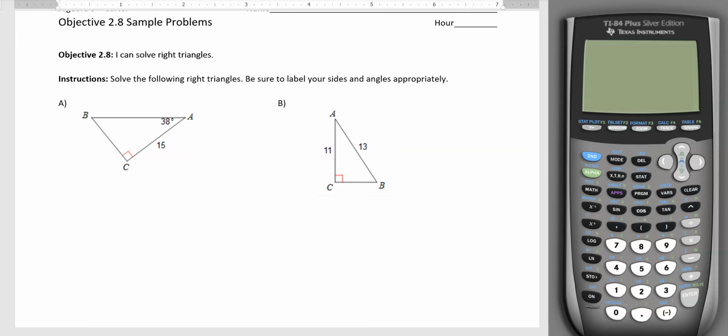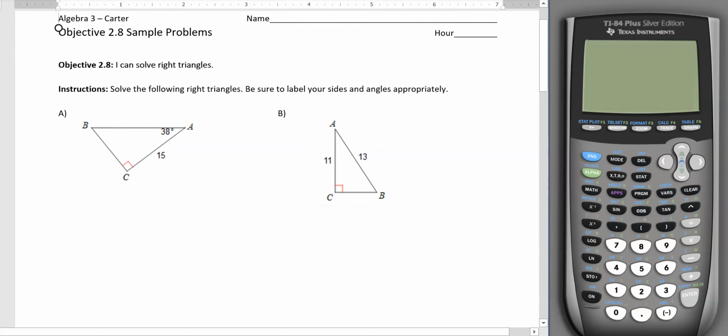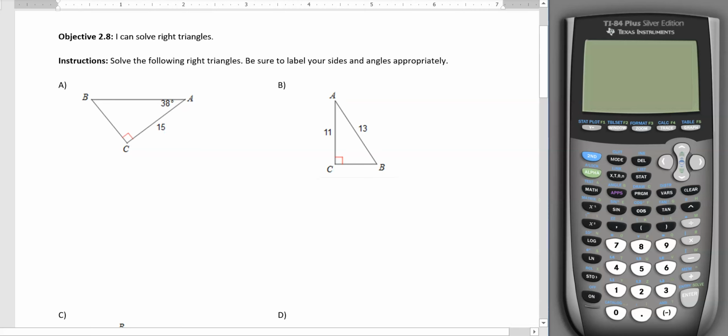Hello, and welcome to our Objective 2.8 sample problems. Objective 2.8 says I can solve right triangles. So today in these sample problems, we're going to spend our time solving some right triangles. So let's start here with letter A.